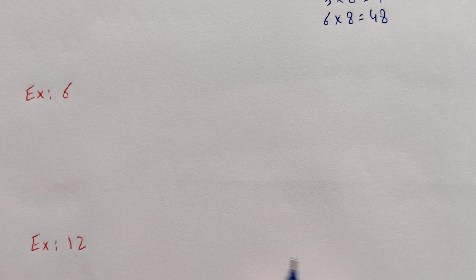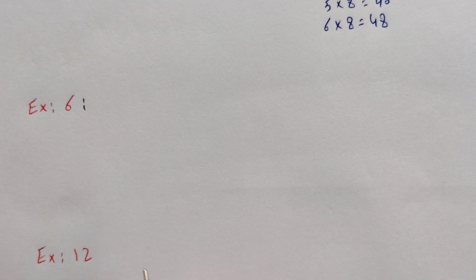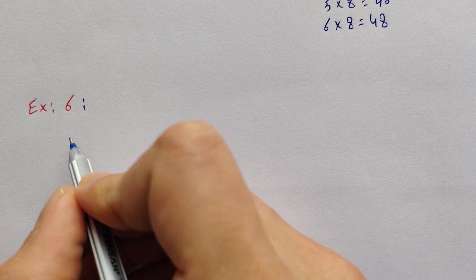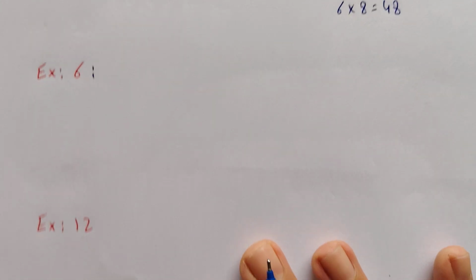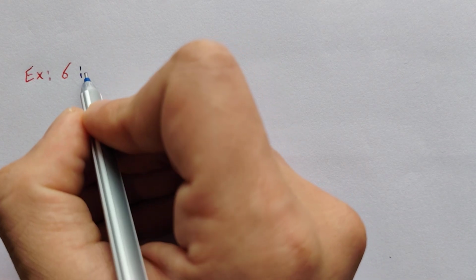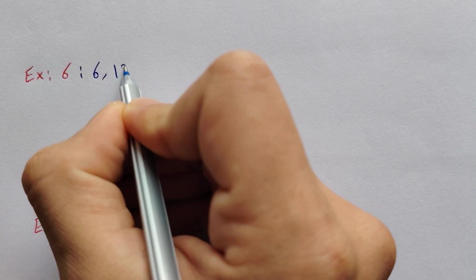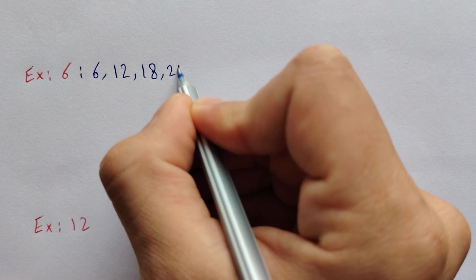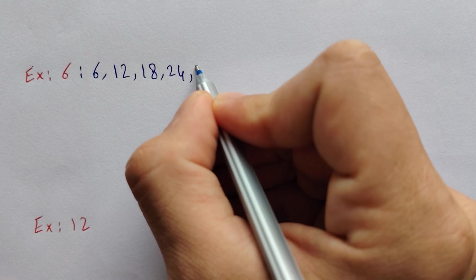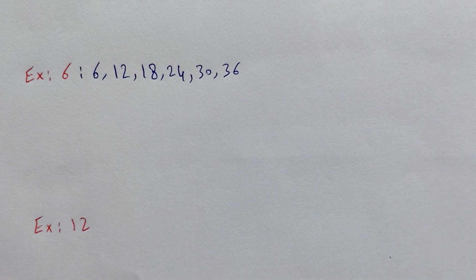Okay, then 6, same thing, but I'm not gonna write the multiplications again. We are only gonna do the multiplication now in our head. First, we are asking for 6 multiples. So 6 multiples of 6. It will be first one 1 times 6, which is 6. Then 2 times 6, which is 12. Then 3 times 6, which is 18. 4 times 6, 24. 5 times 6, 30. And the last one, 6 times 6, which is 36.